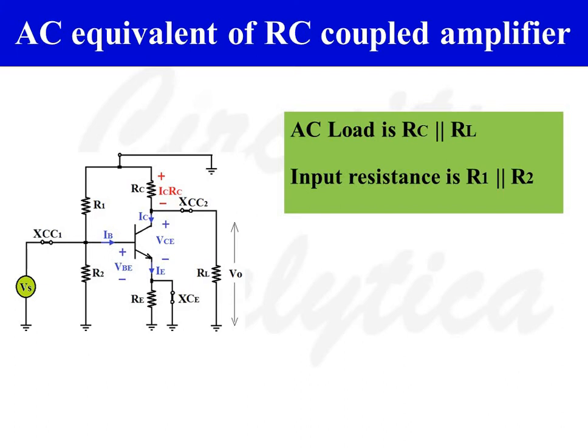Circuit of RC coupled amplifier consists of a DC voltage source VCC and 3 capacitors CC1, CC2 and CE. So the DC voltage source VCC is replaced with a short circuit, and coupling capacitors CC1, CC2 and CE are also replaced with short circuits as AC resistance of capacitors is negligible. AC load is equal to RC parallel to RL, and input resistance is approximately equal to R1 parallel to R2.